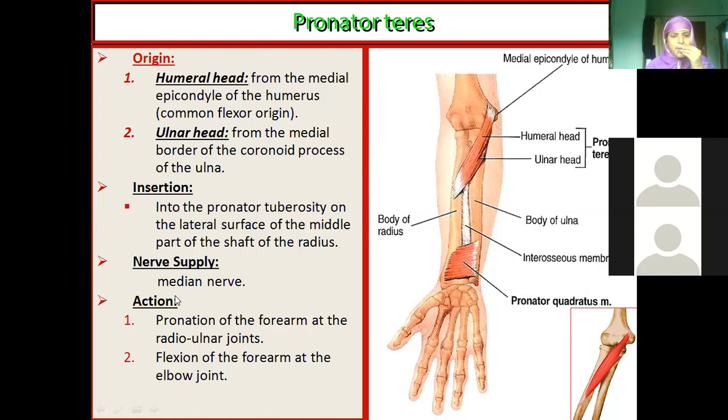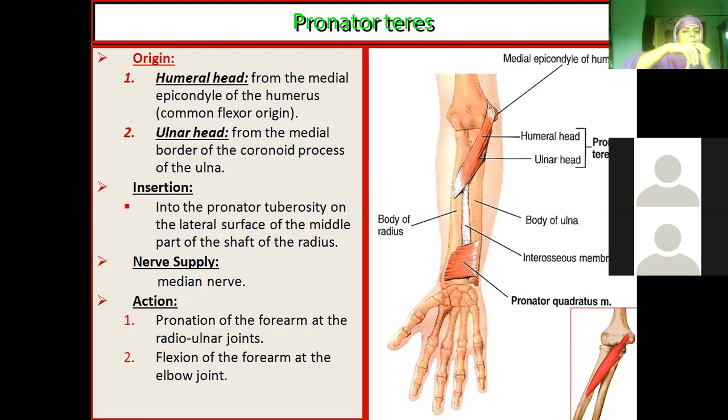What is the nerve supply? Median nerve. The action is bringing about pronation. You see, if the palm is facing upwards, you call it supination. And this movement is pronation. Supination, and then we have pronation.